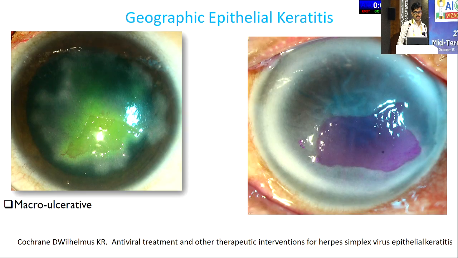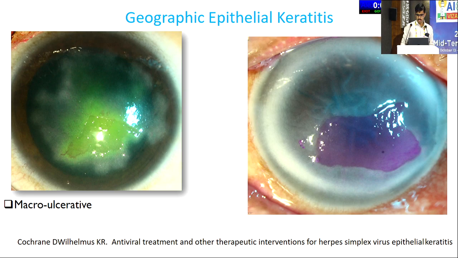Next, after the dendritic lesion, another variety of epithelial keratitis is geographic epithelial keratitis. What are the characteristic features of a geographic ulcer? If you do not treat a dendritic lesion properly, or if you treat a dendritic lesion with steroids, then that can lead to a geographic ulcer. You can see the ulcer's epithelial defect will not match the underlying epithelium, and they will have irregular margins and scalloped margins. These are the differentiating features.